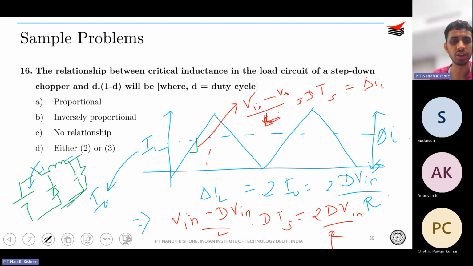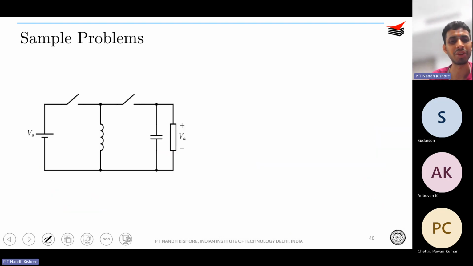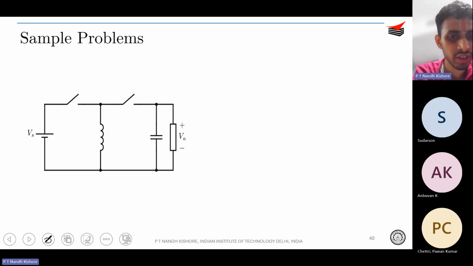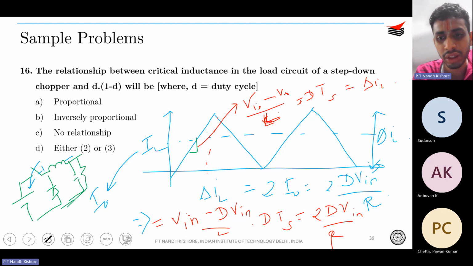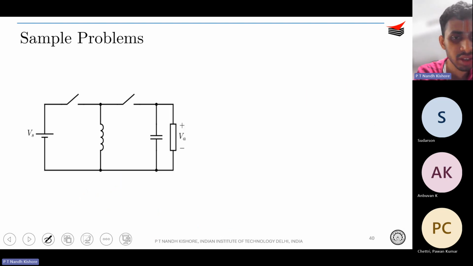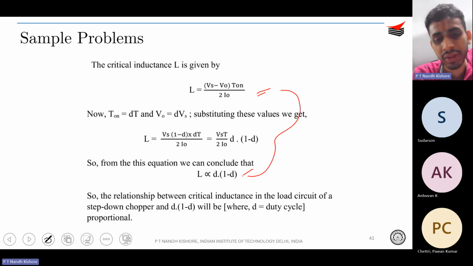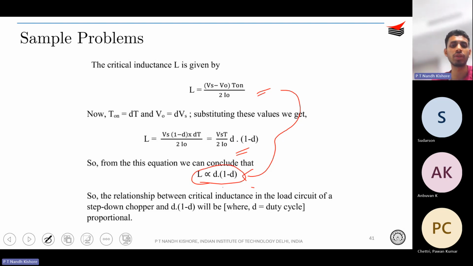Okay, got it. I'm sorry, I just had the circuit over here anyway. So the critical inductance, if you just solve this expression that we just did, you will end up with this. Just substitute the values, you will end up with the value of critical inductance. You will end up with L proportional to D into 1 minus D. So that was the question.